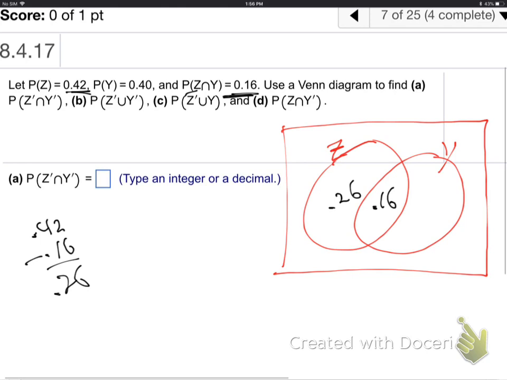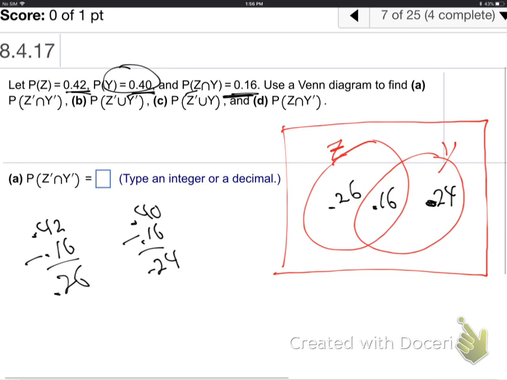And then we do the z is 0.40. So this and this together have to make 0.40, don't they? I mean the y. Did I say the z? The y is 0.40. So that means these two sections together are the whole y circle, right? And they're telling me right here the whole y circle is 0.40. So I've got to take 0.40 minus 0.16. That'd be 0.24. So this is 0.24 right there.